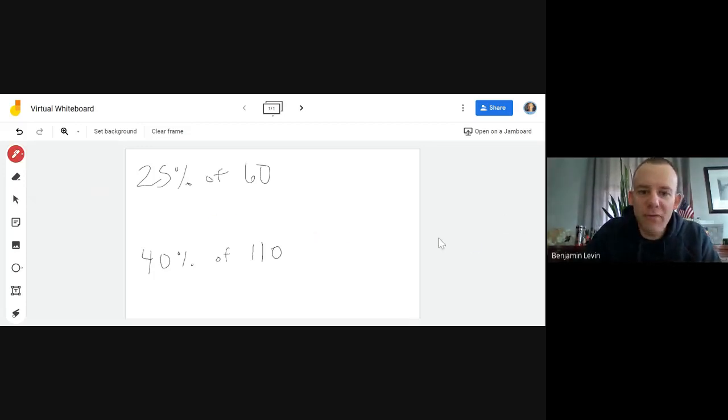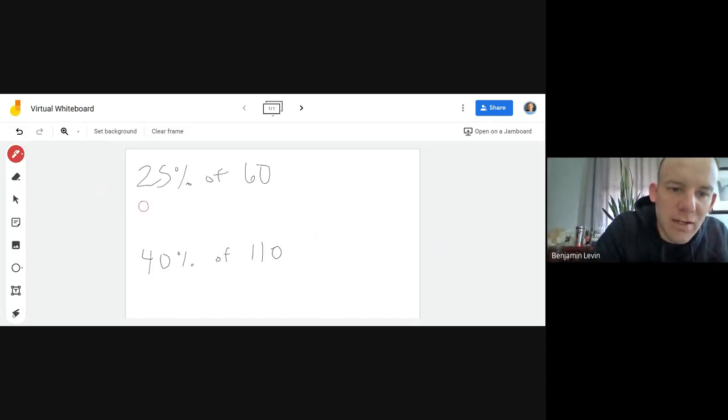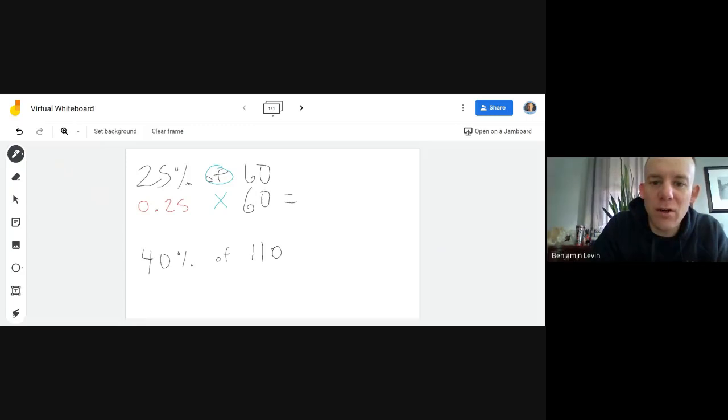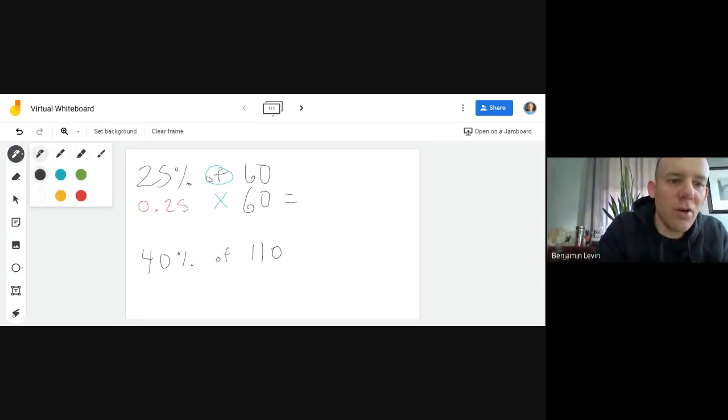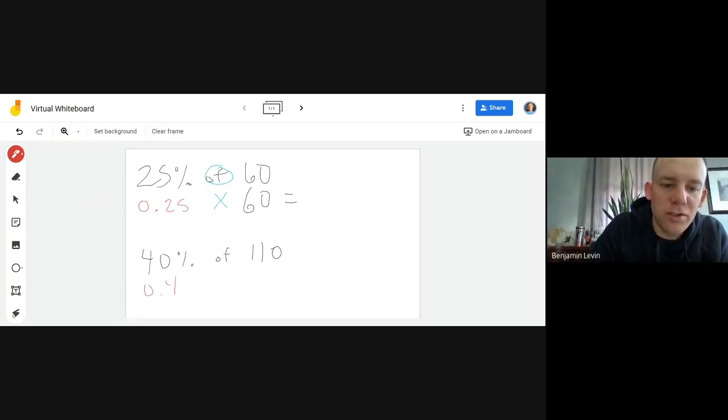We know that 25% needs to be made into 0.25, right? We know that the word of means multiply, times. And we keep the 60, and that's all we do, right? Same thing here. We know that 40% means 0.40. 0.40. Oh, messing that up.